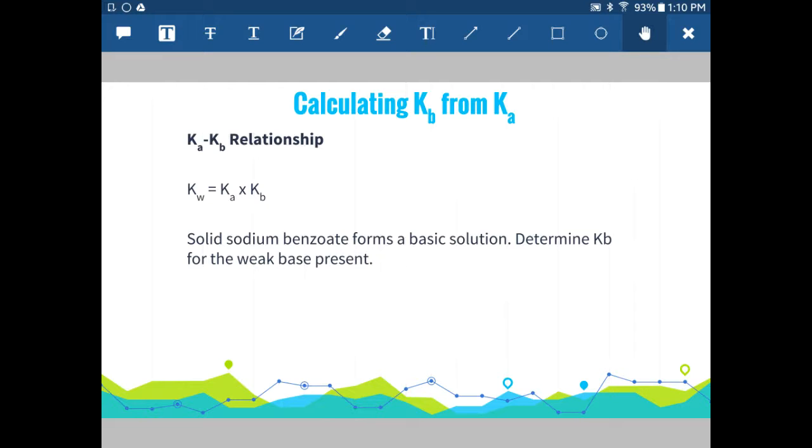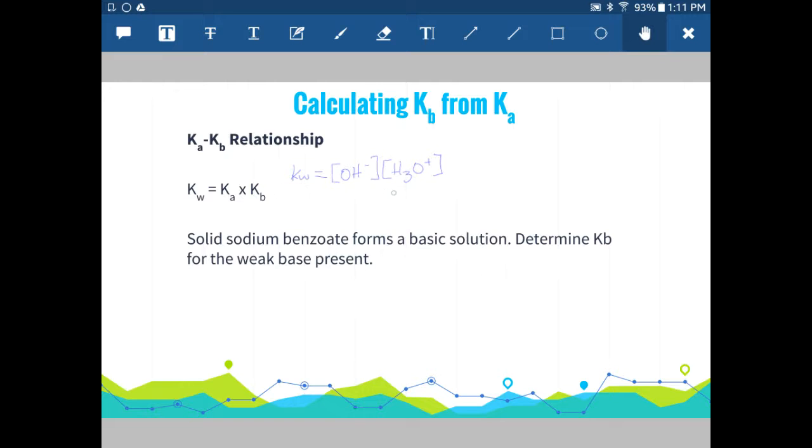I could show you a big long mathematical expression to show you why this works, but essentially all that happens is if we were to multiply our regular expression of Ka times our Kb, or our products over reactants of both of those reactions, I would get something that simplifies. I would have my hydroxide ions multiplying by my hydronium ions, and this formula we know equals Kw.